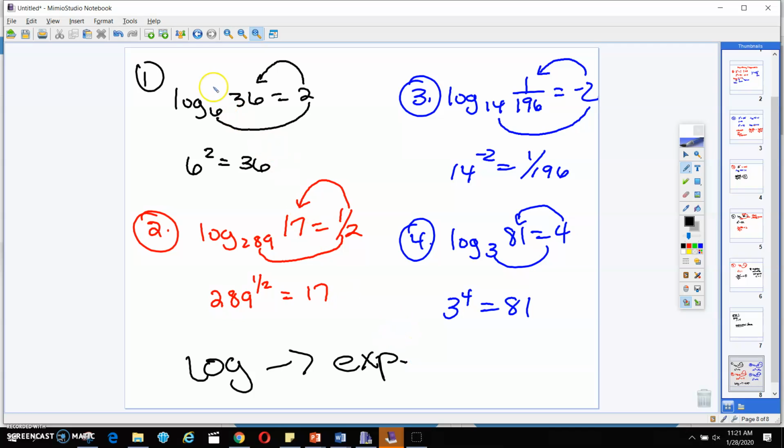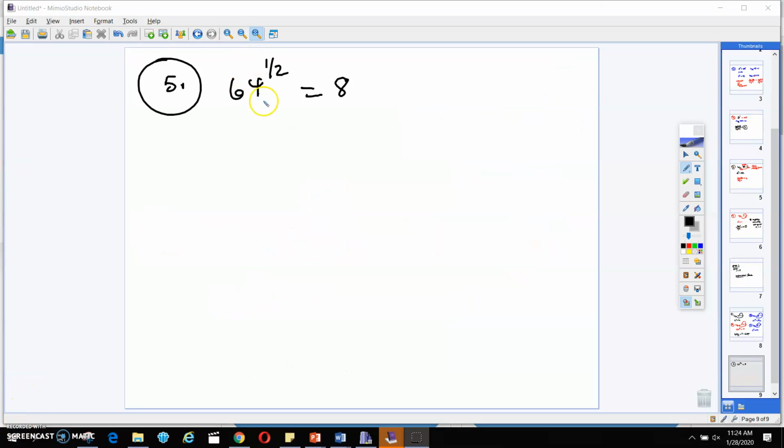Let's go ahead and look at number 5. Try 5 through 8, writing it from exponential back into log form. Okay? 5, we're going to write this in log form. You can still use that whole shell candy cane method. You're going to start here, go here, and then go to your exponent. So I'm going to say log base 64 of 8 equals 1/2. Look at that. That's crazy.